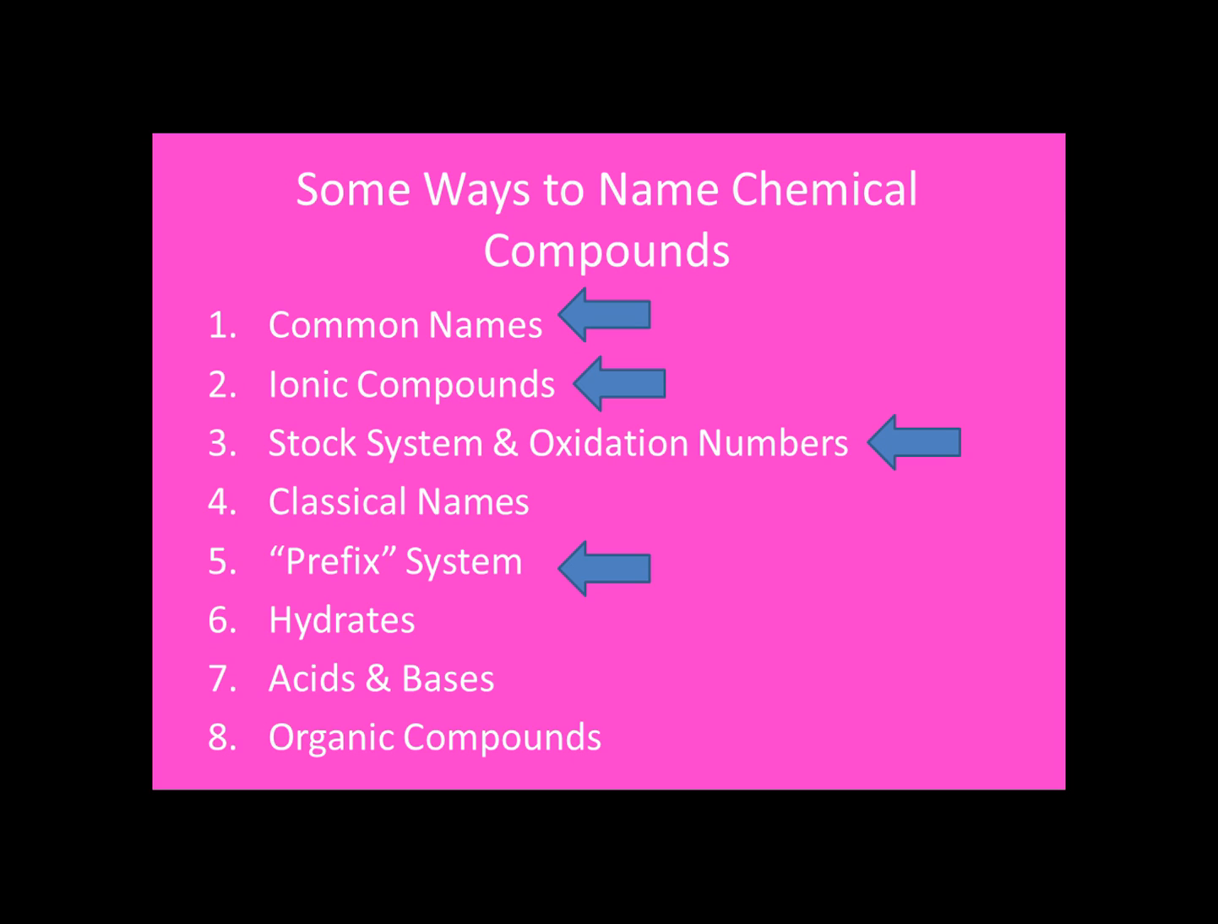Okay, we're going to cover a number of different ways that we name chemicals. There's 8 ones that are typically taught. There's more than that, but there's 8 ones. We're going to cover in depth 4 of those 8. We're going to talk about common names, ionic names, stock system and oxidation numbers, and the prefix system.